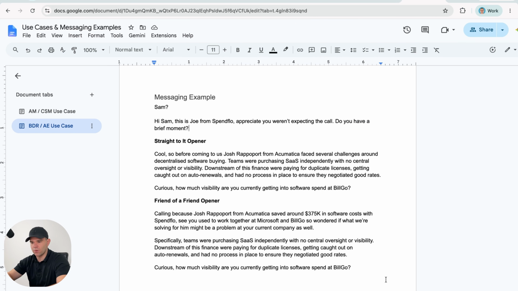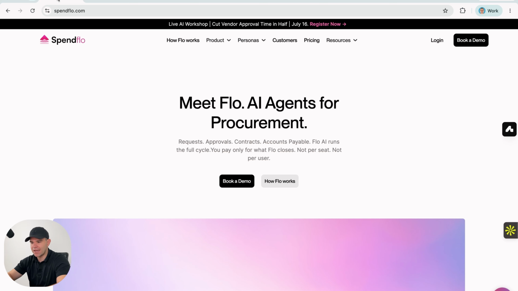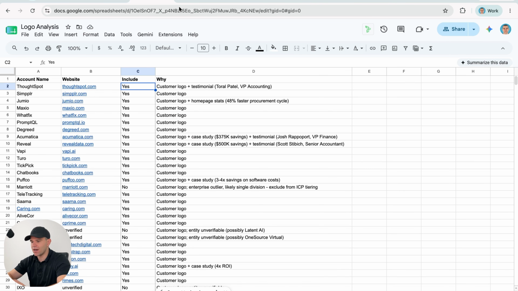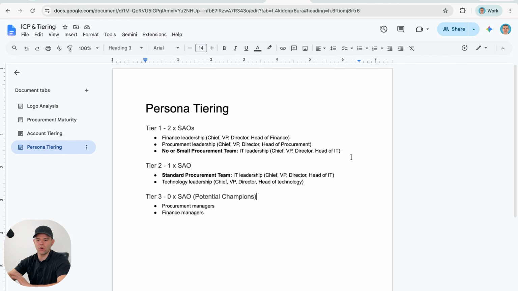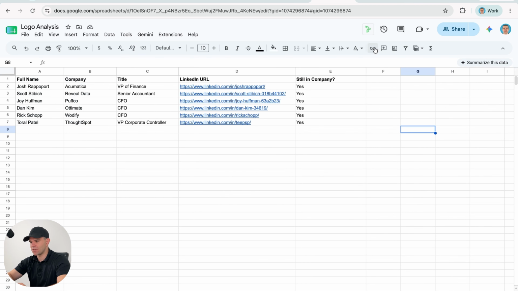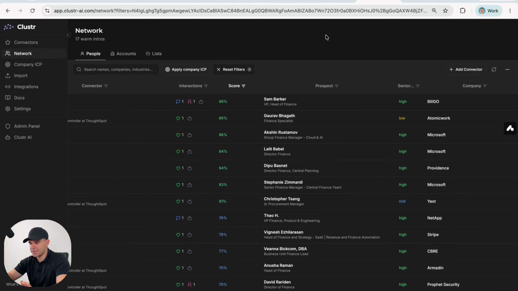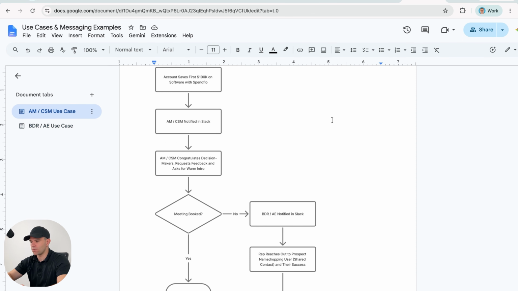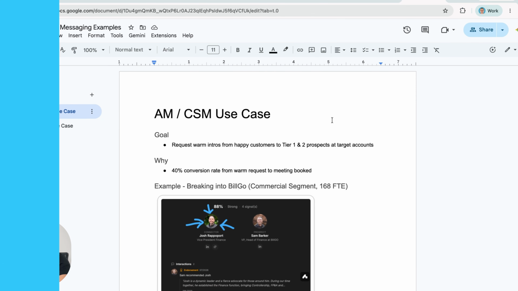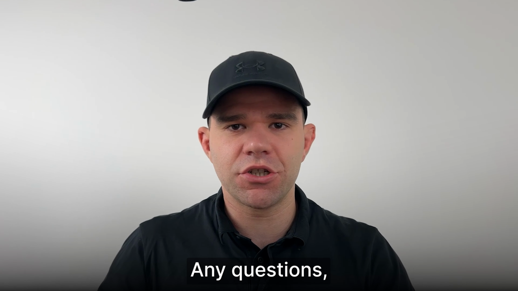So just to summarize what we've done, we have taken Spendflo's customers, we've analyzed their logos, we've enriched in Freckle, we've built out their whole tiering on an account level and persona level. We've taken some of their top customers, we've uploaded them into Cluster, we've found some key relationships into target accounts, and then we've actually thought, how can we use that warm data to break into those accounts? And that's a wrap.